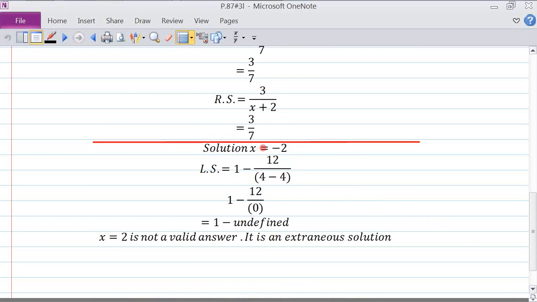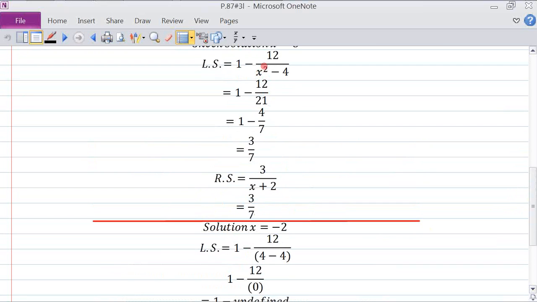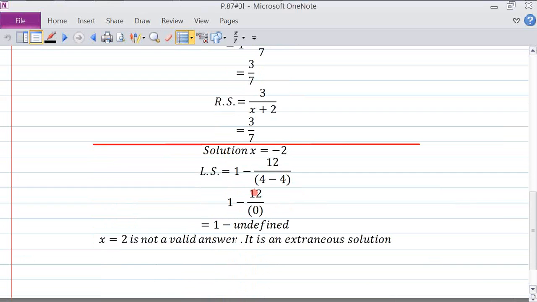Now I try the solution x equals minus 2. I plug it back into the left side of the equation and get 4 minus 4, because we have, let's just check this over here, x squared. So when I have x squared, I get the 4 here. 4 minus 4 is 0. 0 on the denominator for a fraction gives me an undefined number, so this number is undefined, and 1 minus undefined is also undefined.